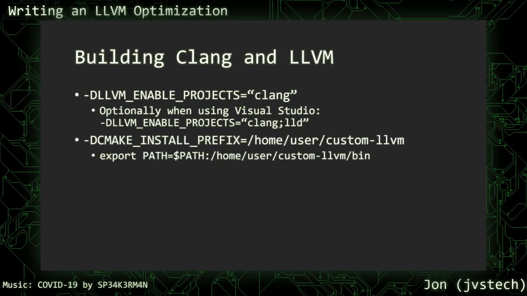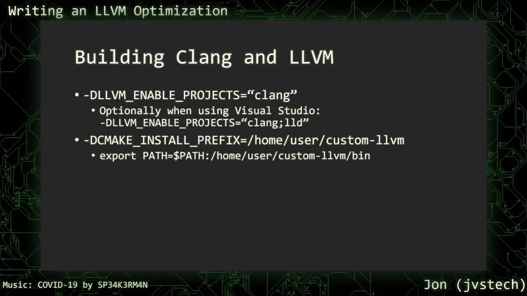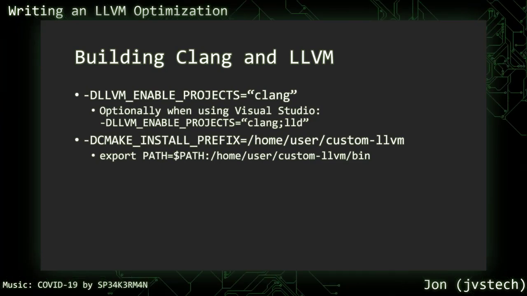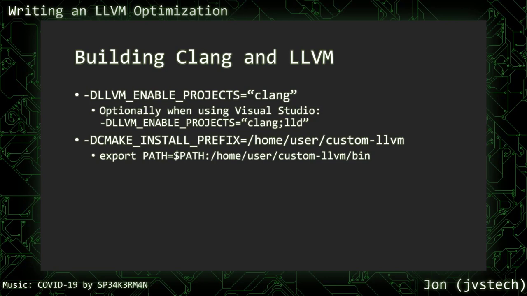You could install Clang and LLVM to the default system path, but since we'll be modifying its code, I don't recommend it, especially if you're using macOS, since you could potentially replace your native toolchain in the process. Instead, install it to a subdirectory in your home directory or some other non-system default location. You do this by setting the CMake install prefix variable.